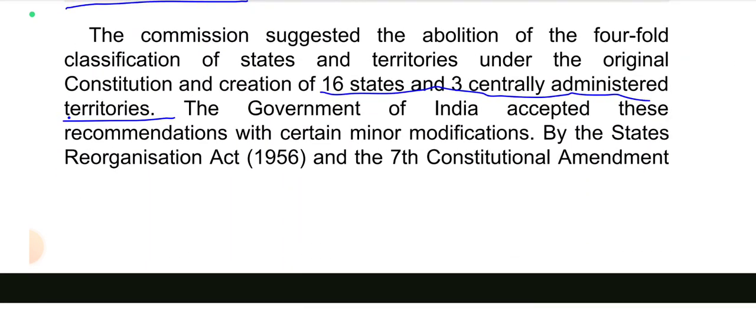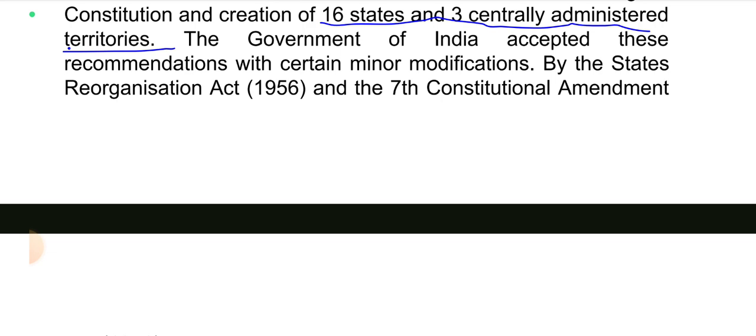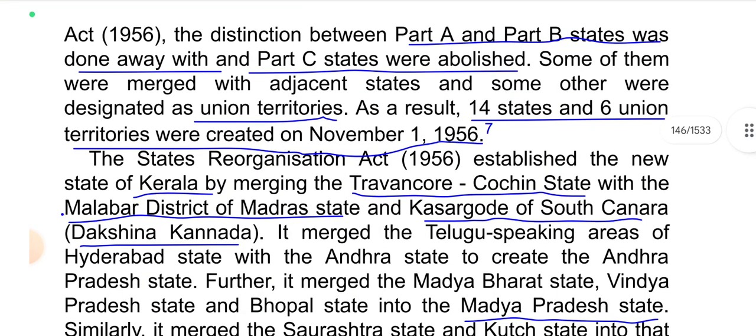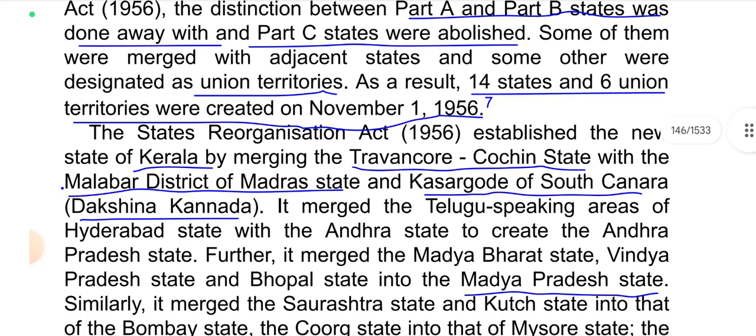नहीं है. The Commission suggested the abolition of the 4-fold classification of states and territories under the original constitution and creation of 16 states and 3 centrally administered territories. The government of India accepted these recommendations with certain minor modifications by the States Reorganization Act 1956 and the 7th Constitutional Amendment Act 1956. The distinction between Part A and Part B states was done away with and Part C states were abolished. Some of them were merged with adjacent states and some others were designated as union territories. As a result, 14 states and 6 union territories were created on November 1, 1956.